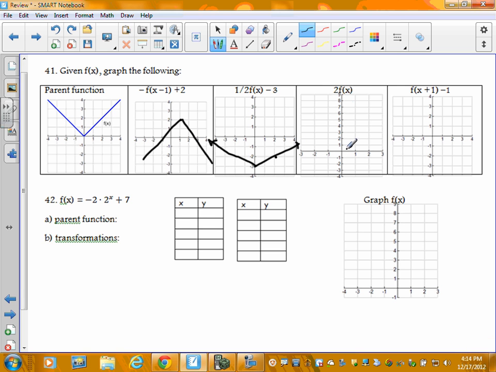2f makes it move up faster, so twice as fast. That would be 2f of x plus 1 minus 1, left 1, down 1. You only move opposite of something that's in parentheses, and then it would just be the same picture from there.